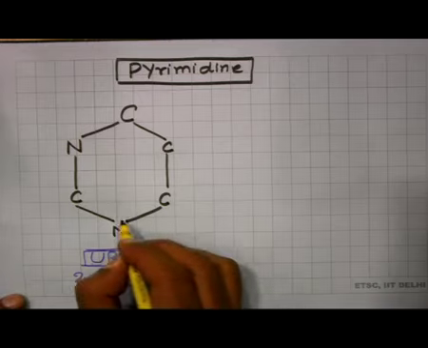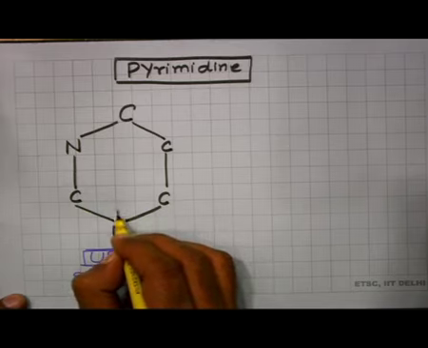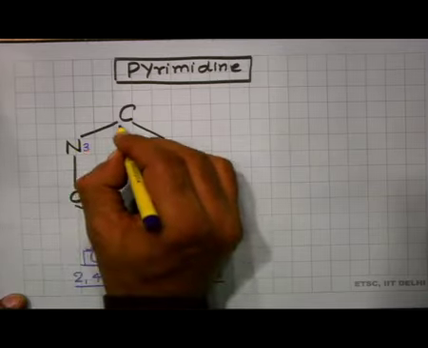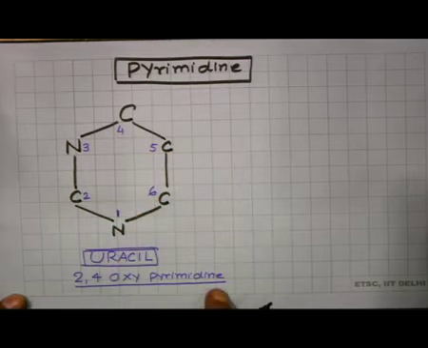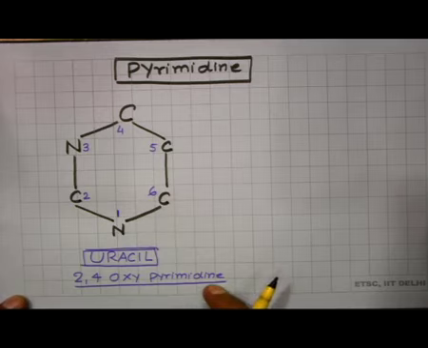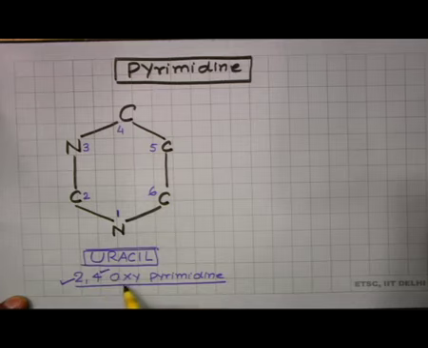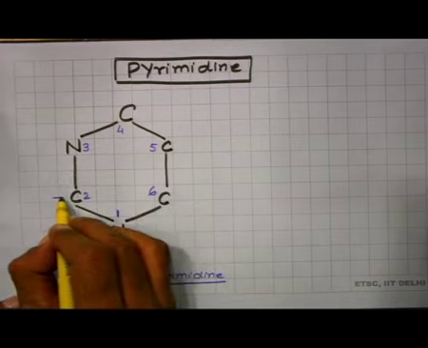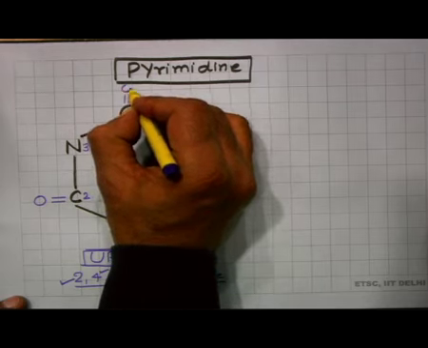The name is slightly different from the purine. Here nitrogen is placed, 1, 2, 3, 4, 5, 6. By knowing this, the placement of nitrogen and carbon at 1, 2, 3, 4, 5, 6 position, you can easily write the structure of uracil. Uracil has 2,4-oxy, means at 2 position and 4 position there is the oxy group. So, you can easily write here the oxy group with the help of double bond.